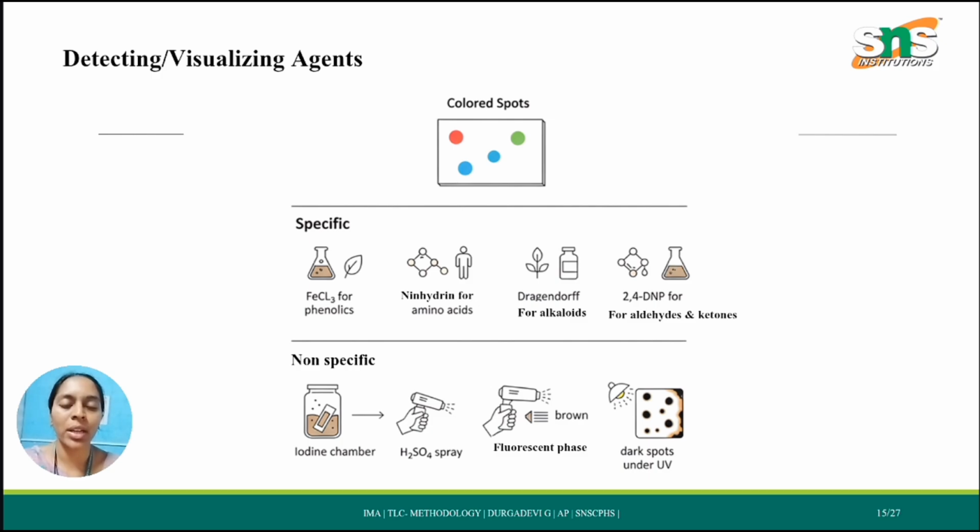And Dragendorff reagent is used for alkaloids. And also 2,4-dinitrophenylhydrazine is used for aldehydes and ketones. Also 3,5-dinitrobenzoic acid is used for analyzing cardiac glycosides. So likewise, specific reagents for specific compounds can be used to visualize the spots, and also some non-specific methods are available. The purpose of a non-specific method is that we can identify that a spot is developed, but we cannot say what type of compound it is.